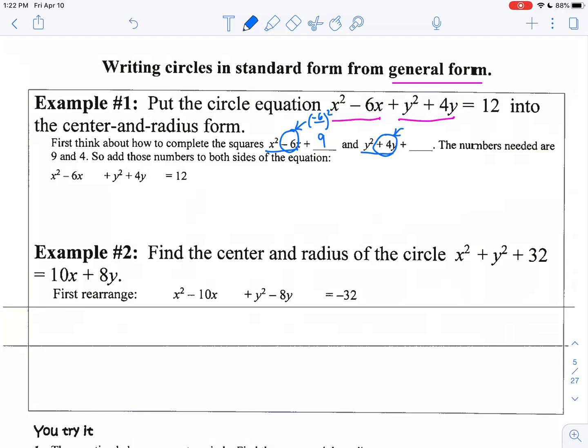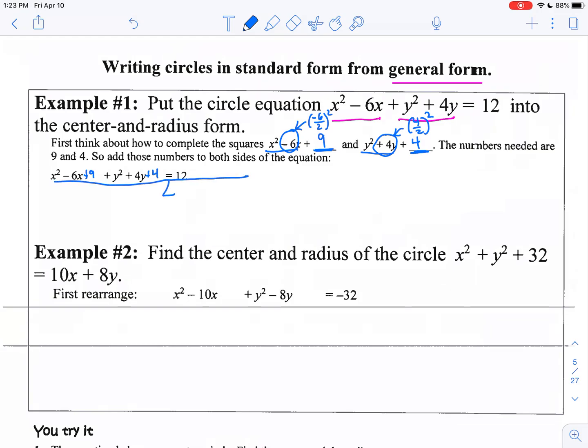Same thing here. Half of 4 is 2, and 2 squared is positive 4. What you'll notice is that each time you take half of a number, whether it's positive or negative, and then square it, the values that you add are always going to be positive. So now if we finish off the problem here, it's plus 9 plus 4 here.